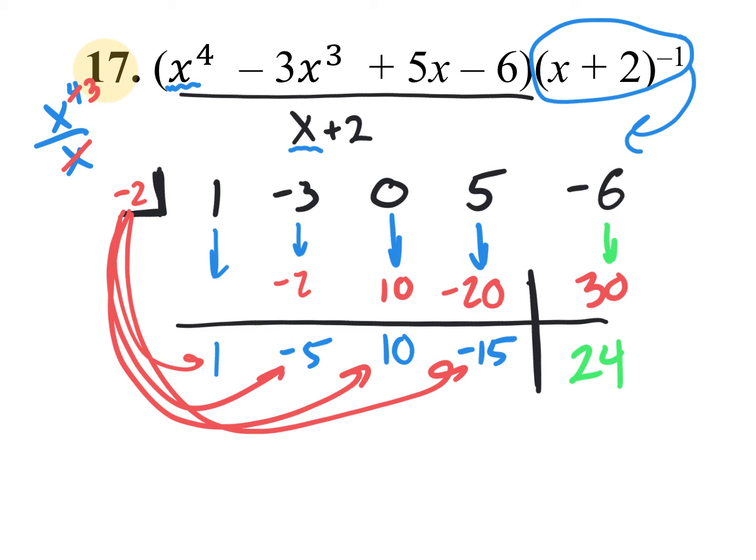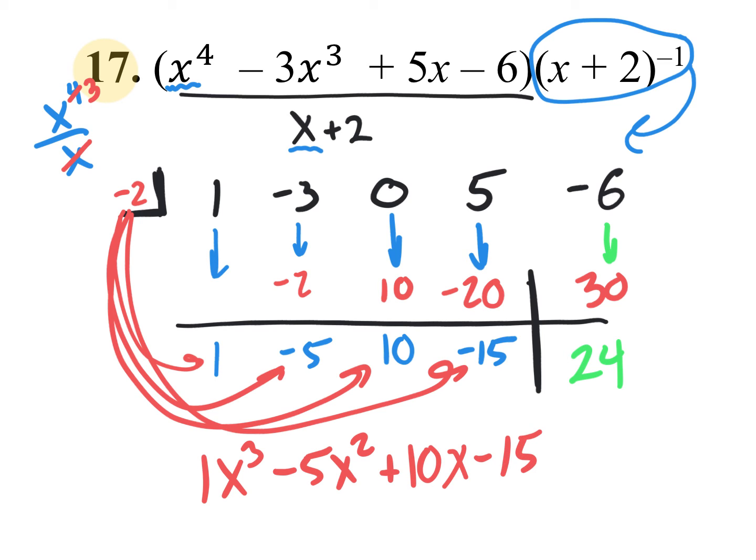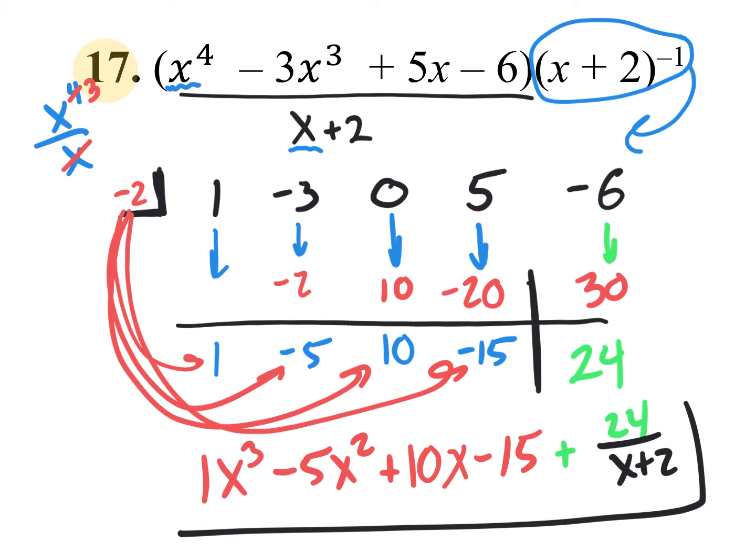So that's why our answer is 1x to the third minus 5x to the second plus 10x minus 15, and then the remainder plus the 24 over the original divisor, x plus 2. I mean, we did that pretty fast, especially if you were to try to do it with long division. Long division will take you twice, maybe even 3 times as long as this, all right? So I hope we're comfortable with synthetic division.